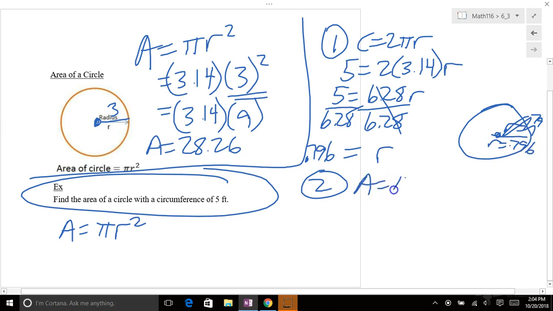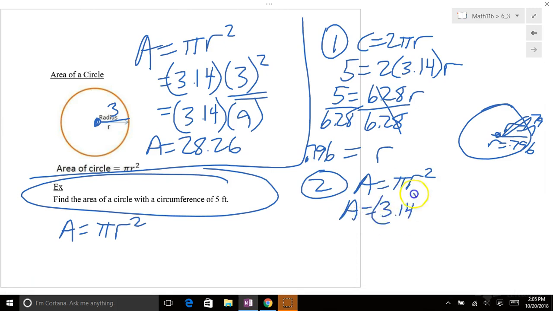Now we can plug it into pi r squared to find the area of the circle. So 3.14 is our pi. Our radius is 0.796 squared. And again, if the instructions in your math lab tell you to use 3.14 for pi, go ahead and do it. If it doesn't, you can use the pi button for that. So make sure you do 0.796 squared first, and then times that 3.14, and this ends up being about 1.99.